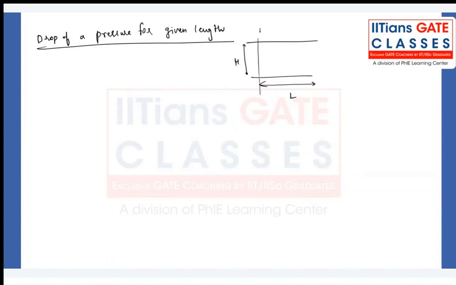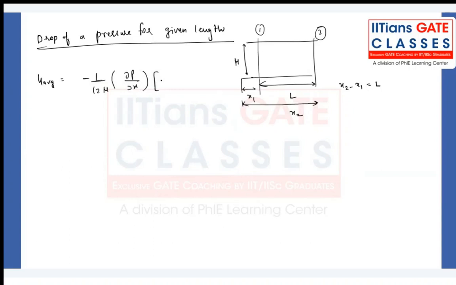Two sections I'm considering. Section 1 from the inlet section, let's say this is x1. Section 2 is at a distance x2. X2 minus x1 is the capital L where we are focusing our attention. U average, everybody knows, is minus 1 upon 12 mu dou p by dou x into capital H square. So here dou p by dou x will be minus 12 mu u bar by H square.